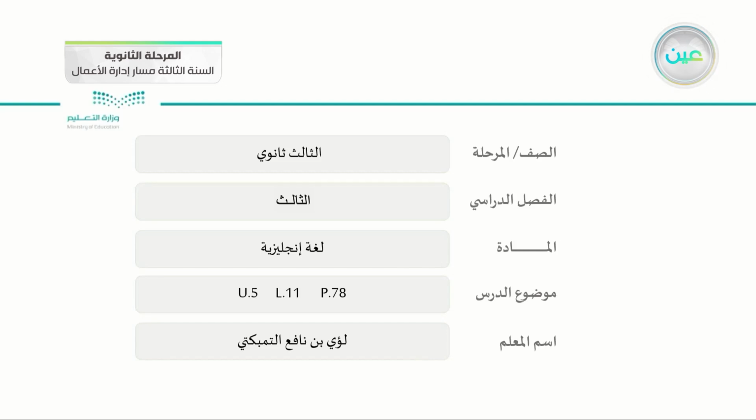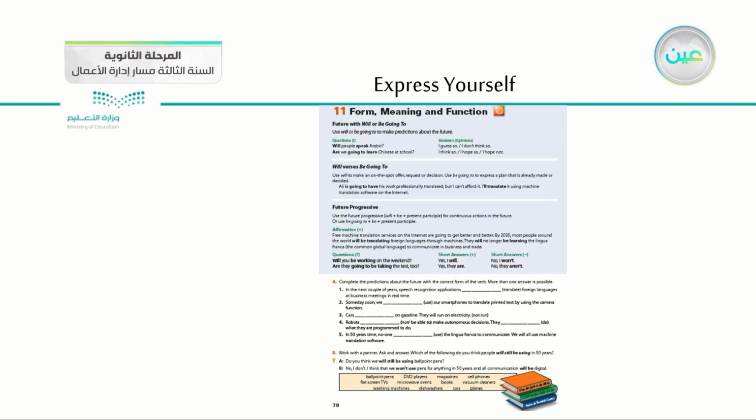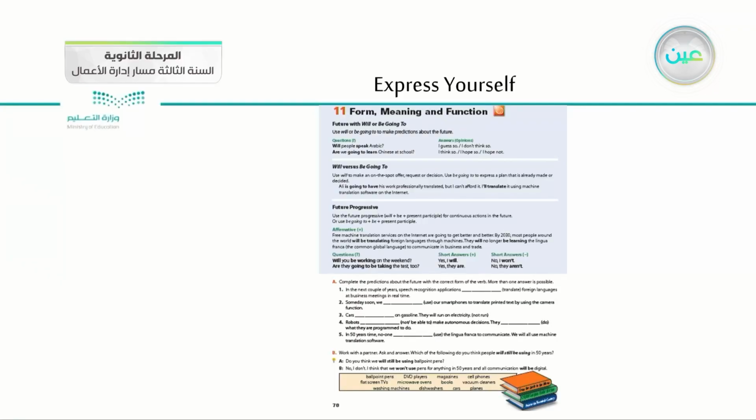Inshallah, today we are going to cover Unit 5, Lesson 11, page 78. Let's go over the unit, which is Unit 5, Express Yourself. As you see here, guys, we have form, meaning, and function, which is 11. Inshallah, we are going to cover different topics in this lesson: future, going to, and will. Then we'll go over will versus be going to, and then future progressive, and of course we'll have other topics.